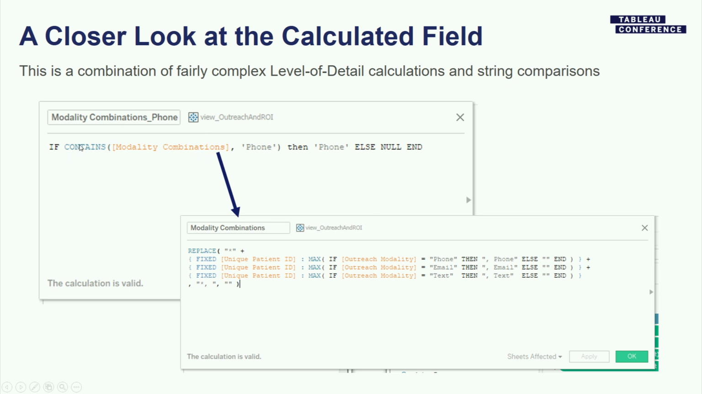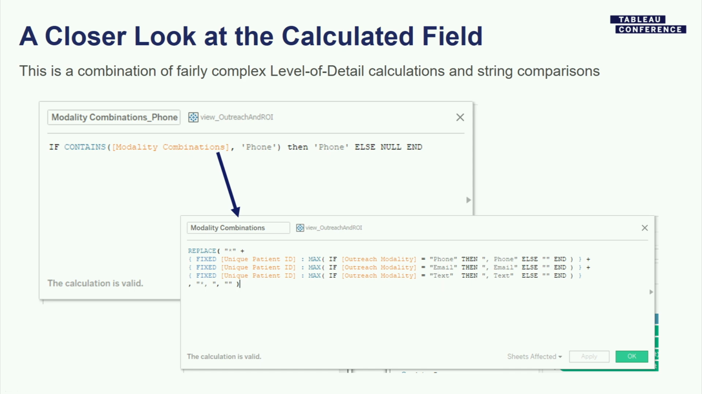It's a calculated field that says if the modality combinations contain phone, then say phone, otherwise null. This modality combinations is made up of a fairly complicated calculated field that just looks to see at the patient level, have they ever received a phone call? Have they ever received an email? Have they ever received a text? And it concatenates all those together.